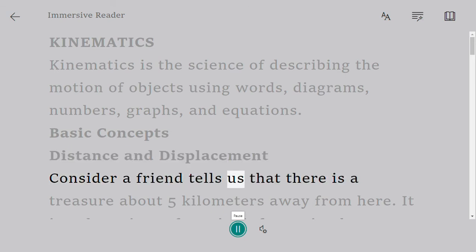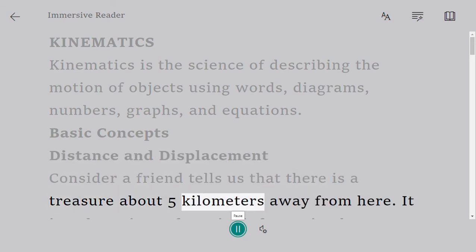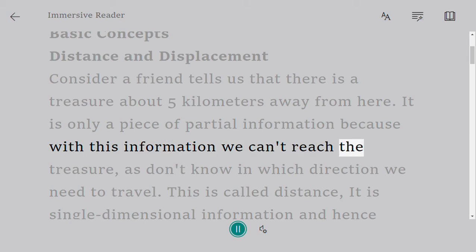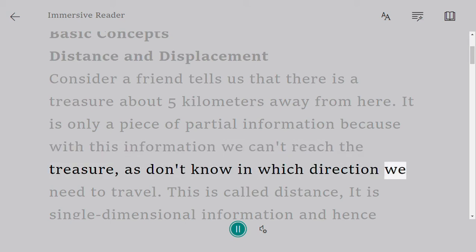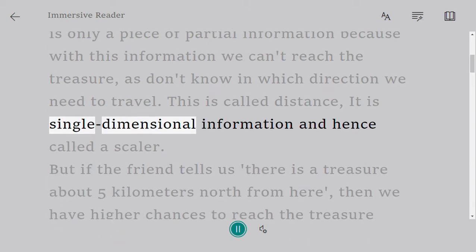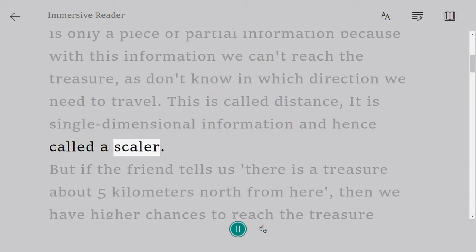Consider a friend tells us that there is a treasure about 5 kilometers away from here. It is only a piece of partial information because with this information we can't reach the treasure, as we don't know in which direction we need to travel. This is called distance. It is single-dimensional information and hence called a scalar.